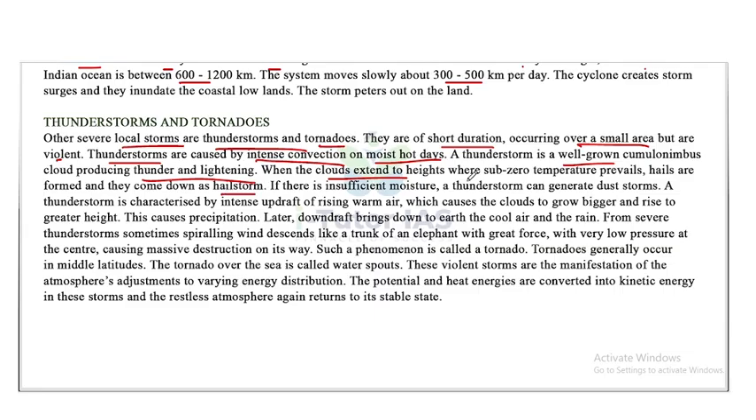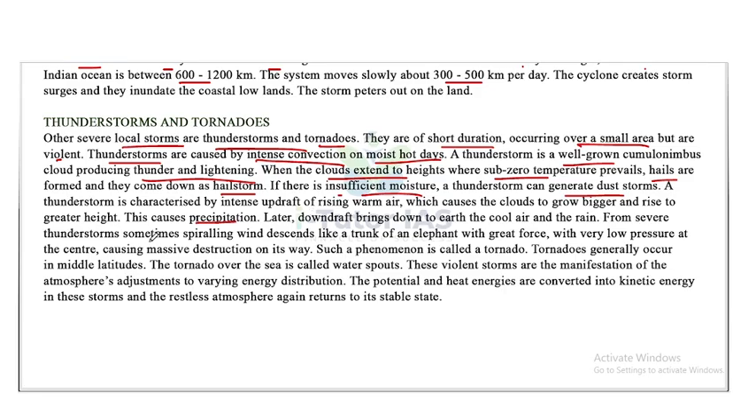So when there is sub-zero temperature, then hails are formed. If there is insufficient moisture, a thunderstorm can generate dust storms. A thunderstorm is characterized by intense uplift of the rising warm air, which causes the clouds to grow bigger and rise to greater height. This causes precipitation. Later, a downdraft brings down to the earth the cool air and the rain.